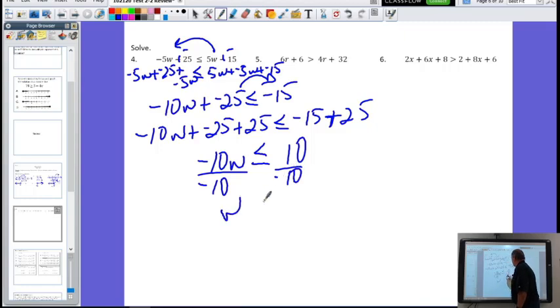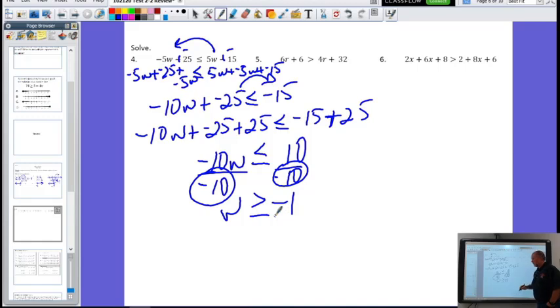And I end up with w. 10 divided by negative 10 gives me negative 1. But because I divided through by a negative, my inequality flips from less than or equal to, to greater than or equal to. Okay, so I am going to erase this problem because I don't have any room to do the rest of them.